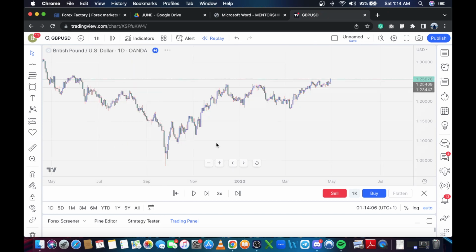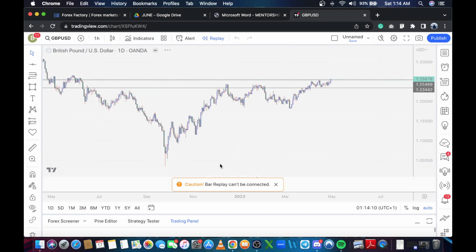Alright, so on the lower time frame, we've already defined that we're bullish on the daily, so we're obviously going in looking for buys, not sells. That's what we're looking for.